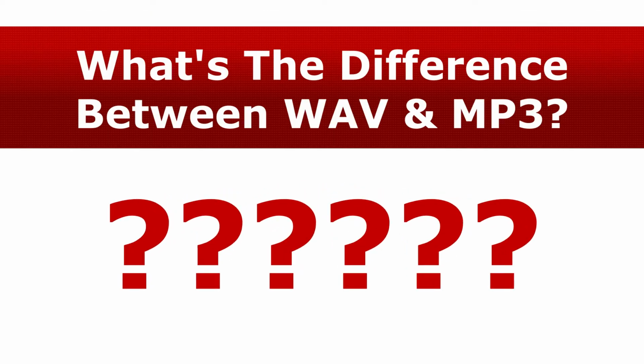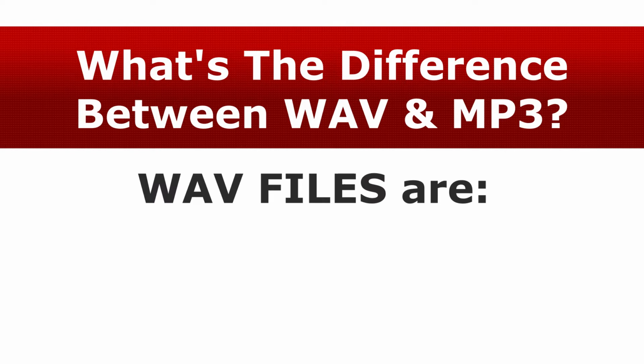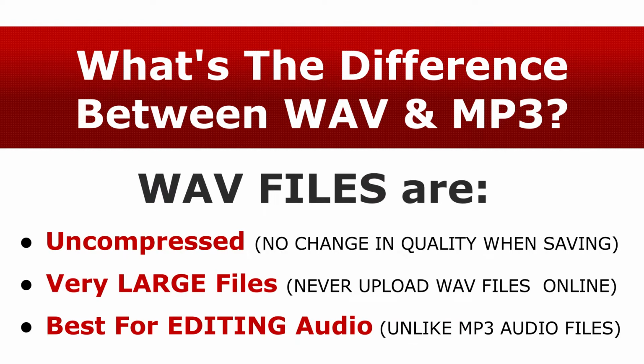Now, what's the difference between WAV audio file format and MP3 audio file format? Well, for example, WAV files are uncompressed, which means there's no change in the quality of the audio no matter how many times you save the audio. You could make a change, save it, make a change, save it, and it will not lose any quality in the sound of the audio. This is very important for your audiobook.